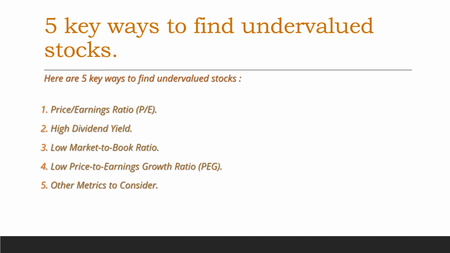Here are 5 ways to find undervalued stocks. Number 1. Price-earnings ratio, PE. Number 2. High dividend yield. Number 3. Low market-to-book ratio. Number 4. Low price-to-earnings growth ratio, PEG. Number 5. Other metrics to consider.